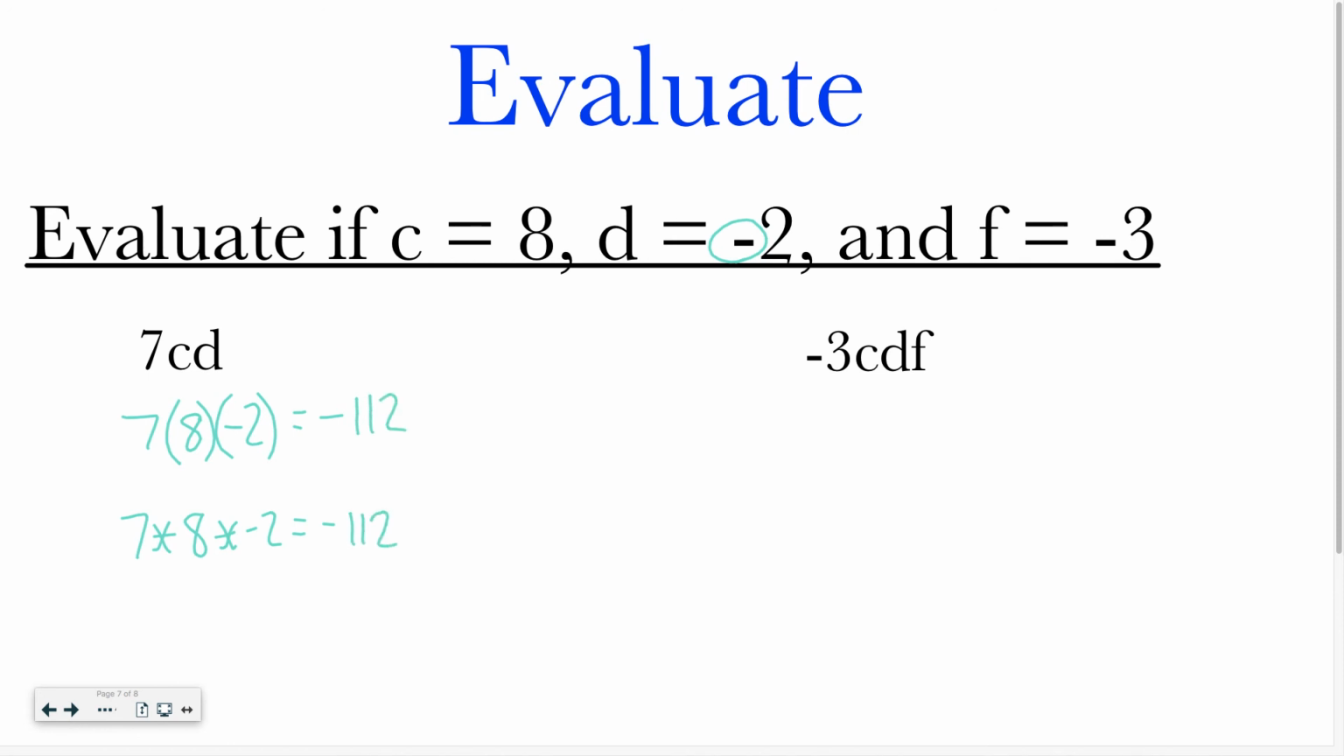Why don't you go ahead and try to solve the next one on your own? Good luck. Hopefully you looked at that one and you said, I have 3 negatives, so that's an odd number of negatives. And an odd number of negatives results in a negative answer. So I write down a negative. And then 3 times 8 times 2 times 3 leaves me with 144. So my final answer is negative 144.